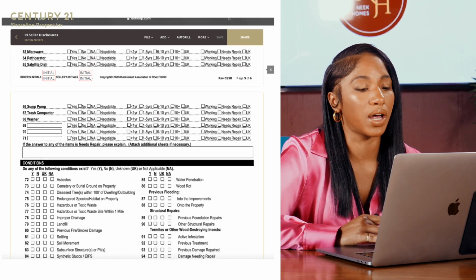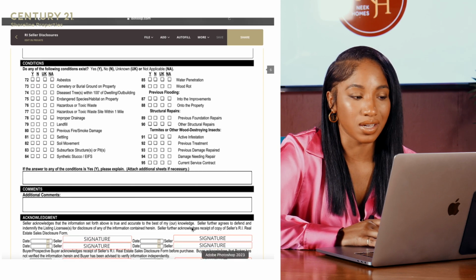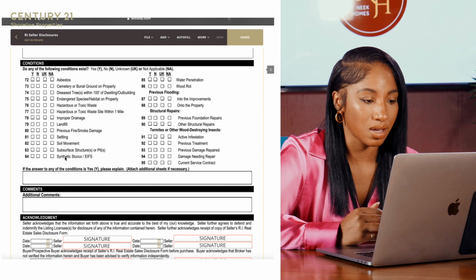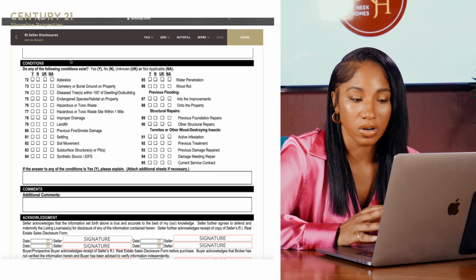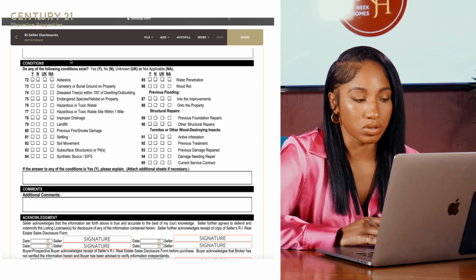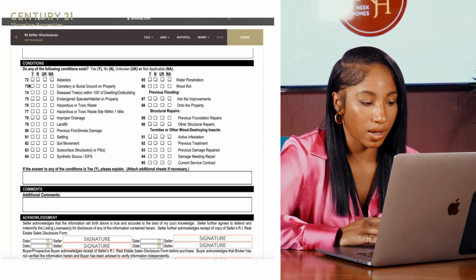And then at the bottom of the document on page 6, it's going to list any conditions, like is there any asbestos? Is there a cemetery around? Is there any hazardous waste, water penetration? You're supposed to check mark yes, no, unknown, or doesn't apply.